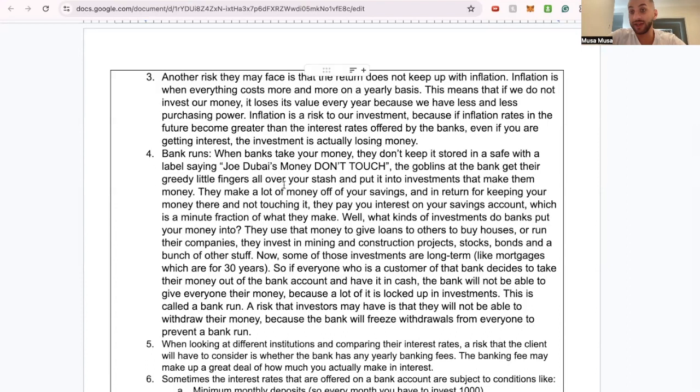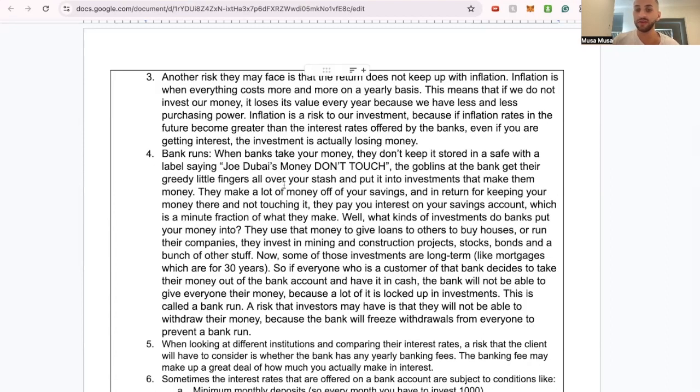Anyway, they don't just take the amount of money that you have and keep it sitting in a safe. The goblins at the bank get their greedy little fingers on all of your stash and put it into investments that make them money. They make a lot of money off your savings, and in return for keeping your money there and not touching it, they pay you interest on your savings account, which is, of course, just a fraction of what they make.